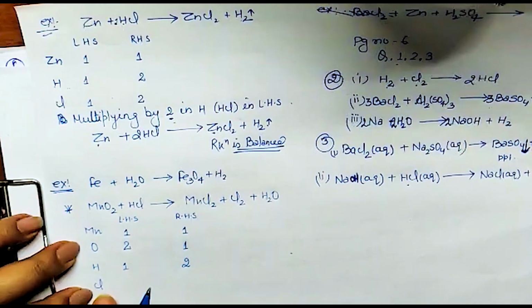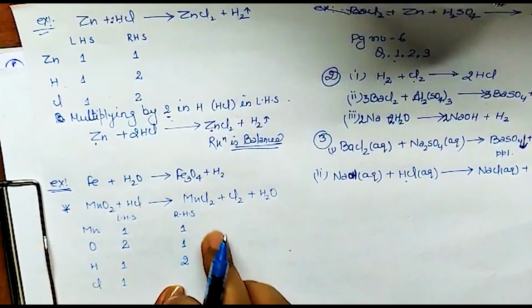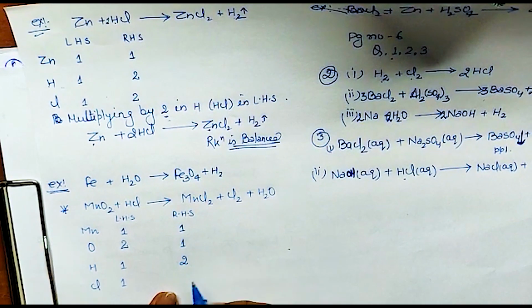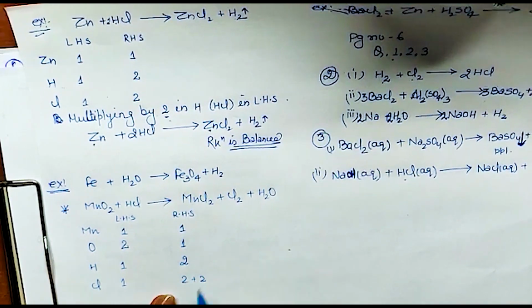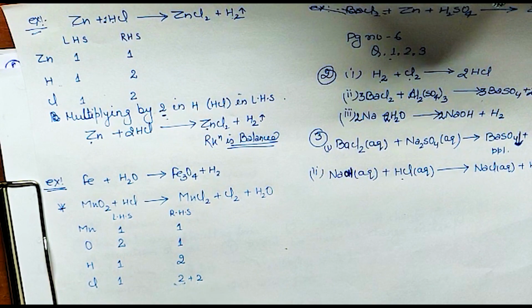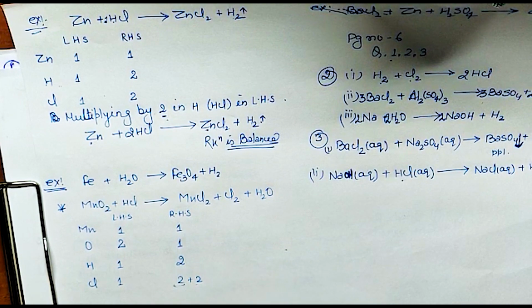How many chlorine on this side? 1. And how many chlorine on this side? It will be 2 plus 2, 4. So don't write 4, you just write 2 plus 2, like the chlorine present in the first compound plus the chlorine atom present in the second compound. Got it? So it will be easy to balance. Which will be balanced now, which will be multiplied, that will be quite clear for you.